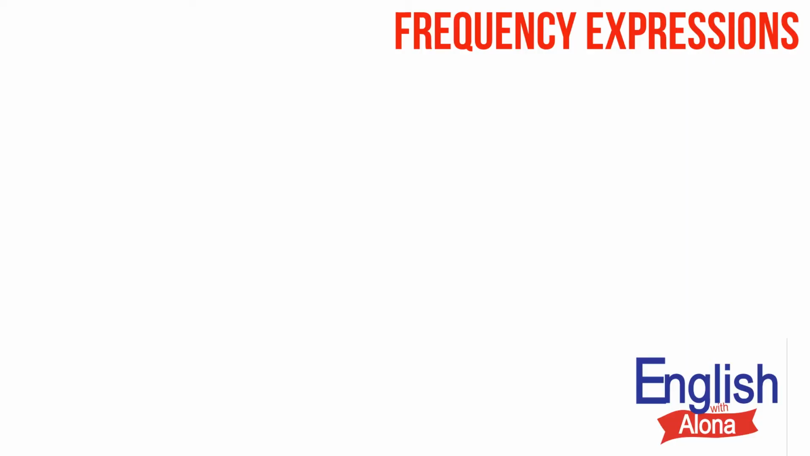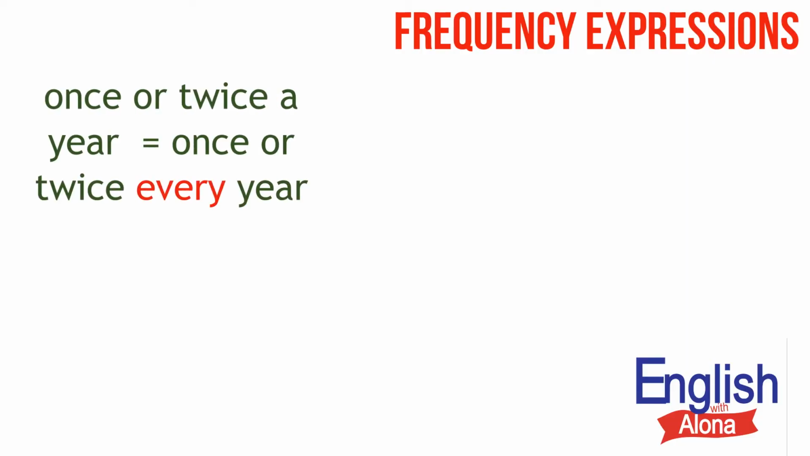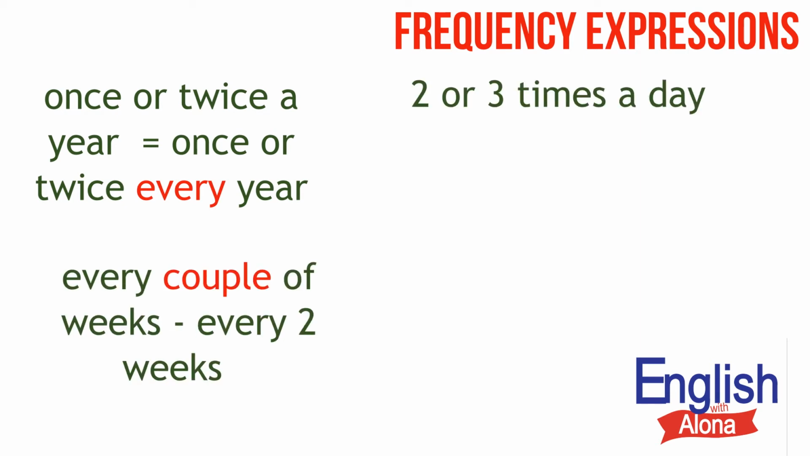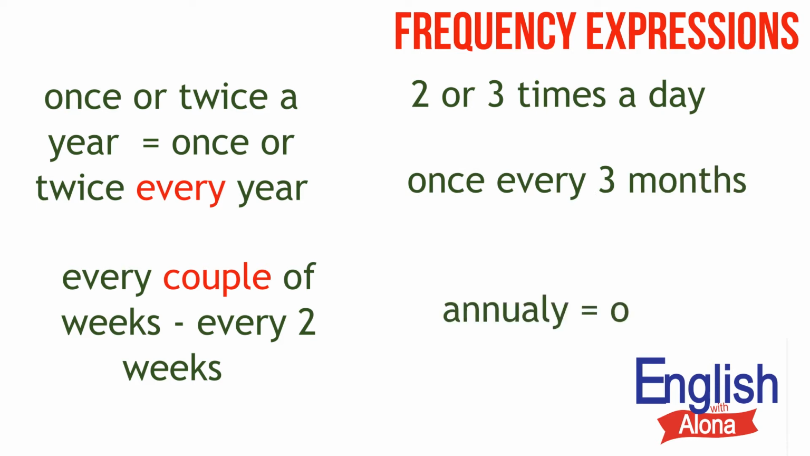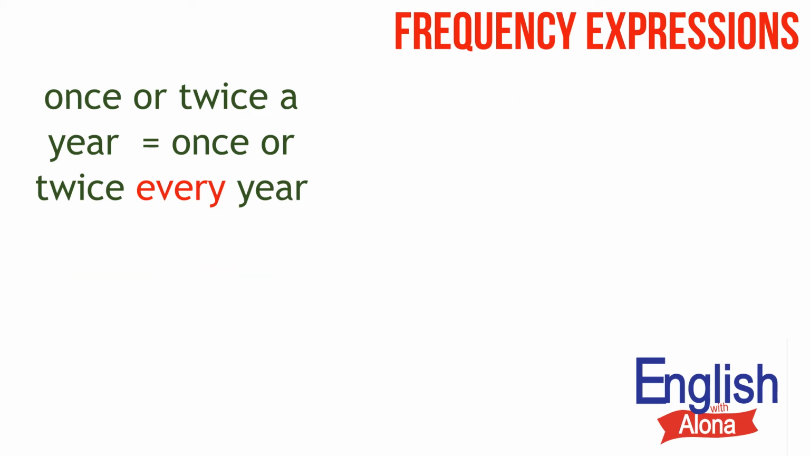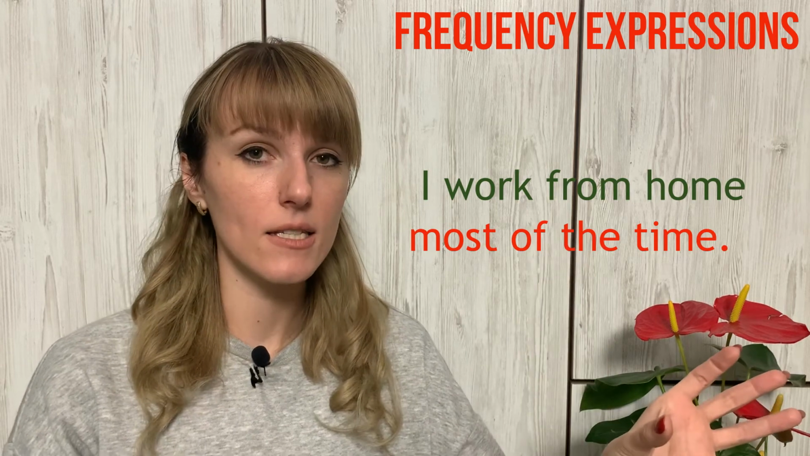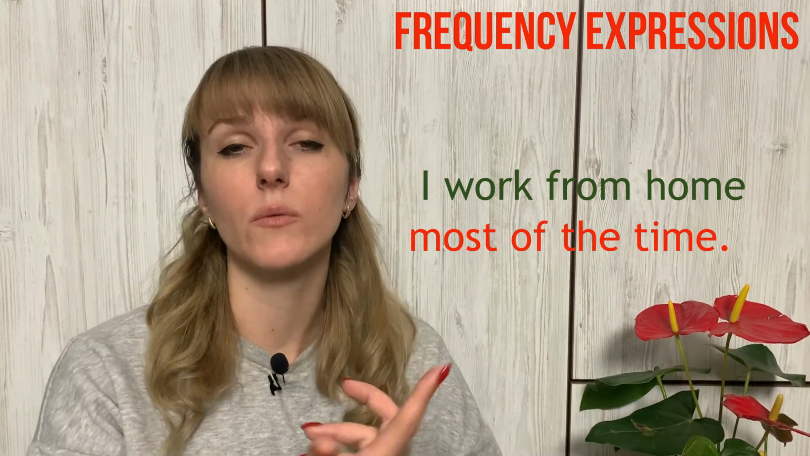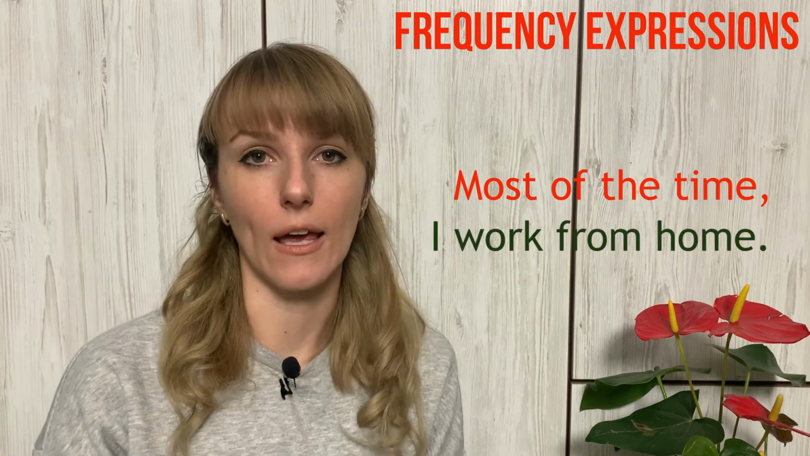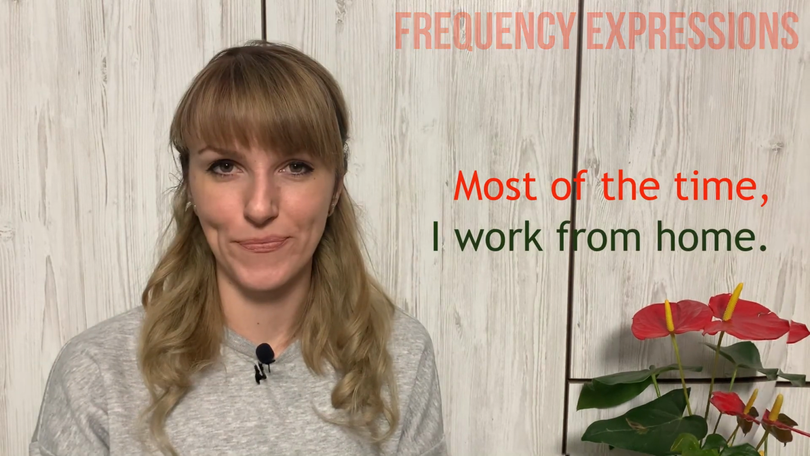Let's look at some other phrases which we can use here and just try to memorize them. Once or twice a year, every couple of weeks, two or three times a day, once every three months, annually, which means once a year. So where do we put these frequency expressions? If you have a look at this sentence which I've said, usually we put it at the end, but also you can move and put it at the beginning. It's all right to say it in the first place as well.